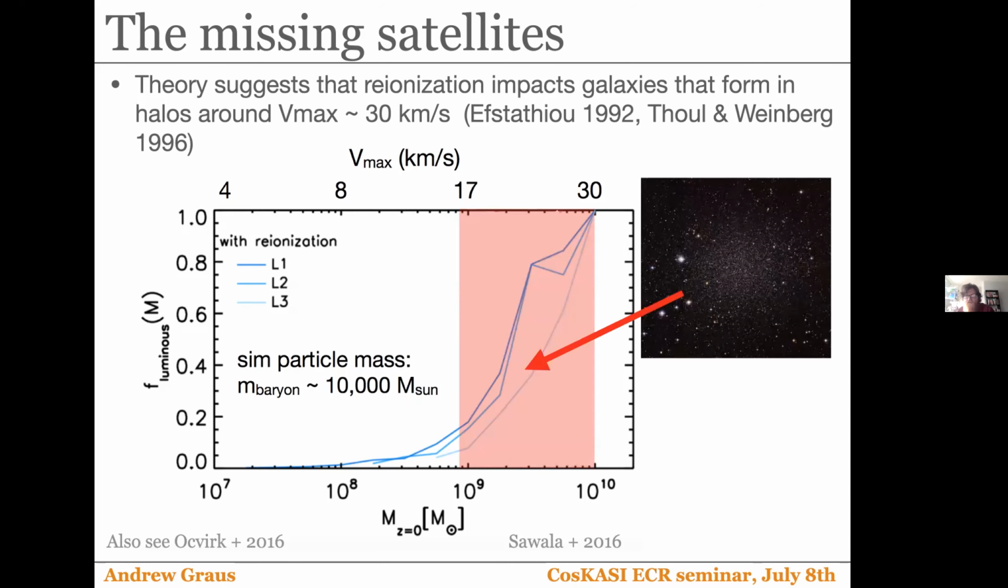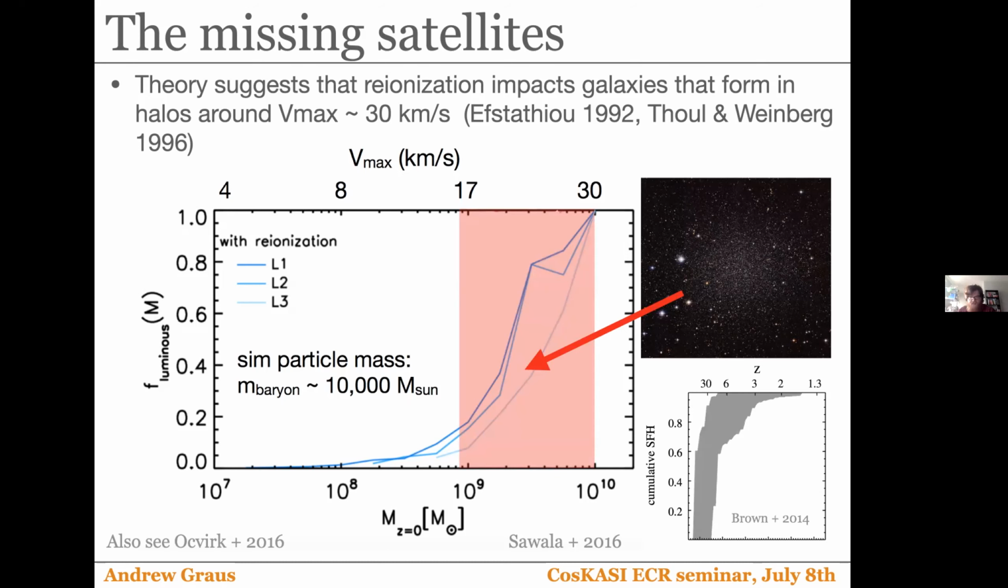And of course, we know those galaxies. Those are the ultra-faint dwarfs of the Milky Way, which you can barely see in this picture of one here. But more explicitly, you can look at the star formation history of one of these objects, for example, from Tom Brown's work. What you can see is that most of these ultra-faint dwarf galaxies, when you look at their star formation histories, are more or less consistent with forming all of their stars before reionization. And so this picture is kind of coming together.